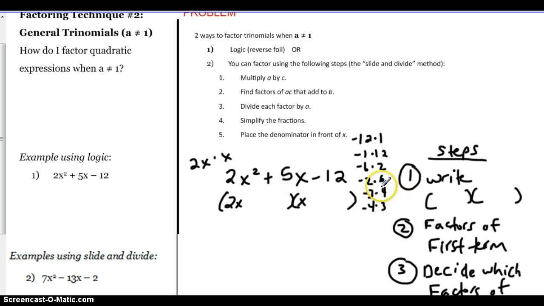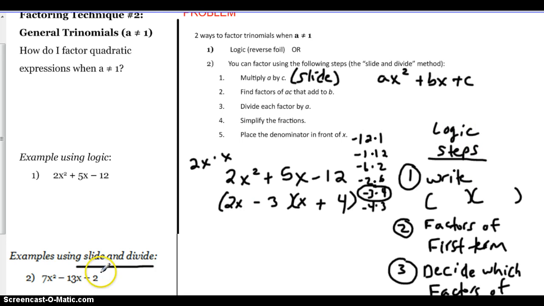So if I'm deciding that's the one, because I need a positive 5, then I have to make sure I put the positive 4 here. The outers would multiply, so 4 times 2x, and the inner would multiply by our x. Then we FOIL to check, and we have 8x minus 3x, which is 5x. So that is the method to use logic. Okay, so that's our logic steps.